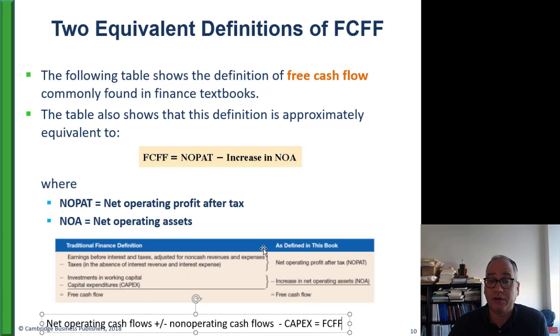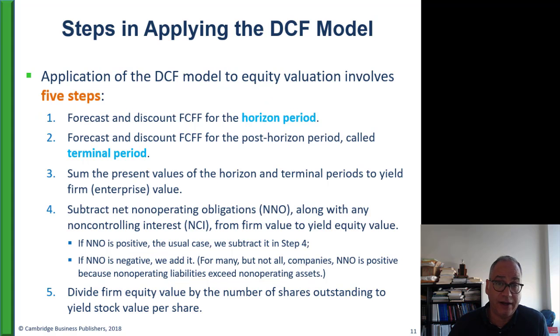But for purposes of the book, it's fine to use, and I would encourage you just to use this simple definition that they have, because we're always going to be calculating NOPAT anyway. So your steps are to forecast and discount free cash flows for what's called the horizon period. That's the period over which we can reasonably make these estimates. And at the end of the horizon period, you have what's called the terminal period. That's the end of the horizon.